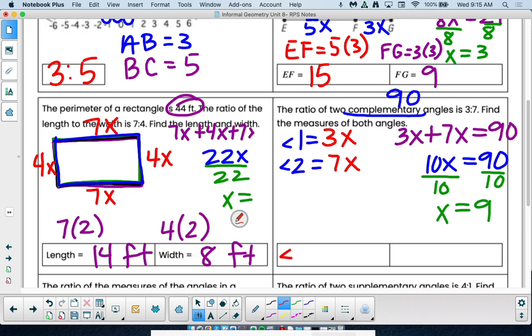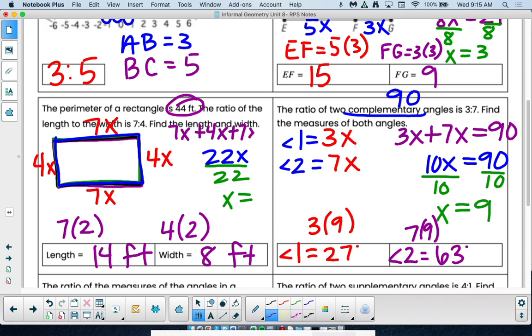So to find angle 1, we're going to have 3 times 9. 3 times 9 is 27. Angle 2, 7 times 9. 7 times 9 is 63. Double check, right, you guys? What's 27 plus 63? That is indeed 90. So all is well in the world. It checks out.